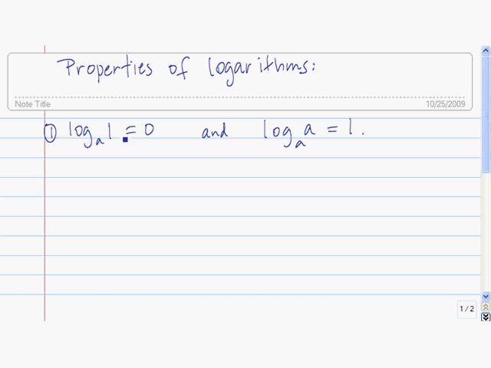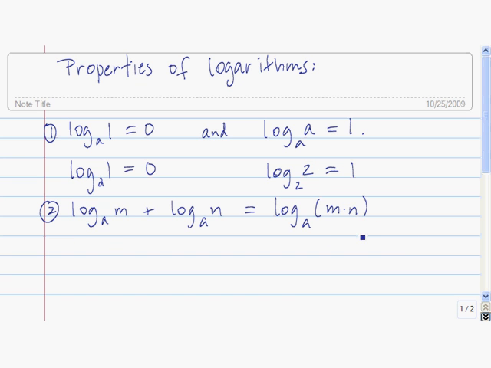Okay, so the first part of property 1 says log base a of 1 is equal to 0, and log base a of a is equal to 1. So more specifically, for example, log base 2 of 1 is equal to 0, and that's because 2 raised to the 0 power is equal to 1, and log base 2 of 2 is equal to 1 because 2 raised to the first power is equal to 2.